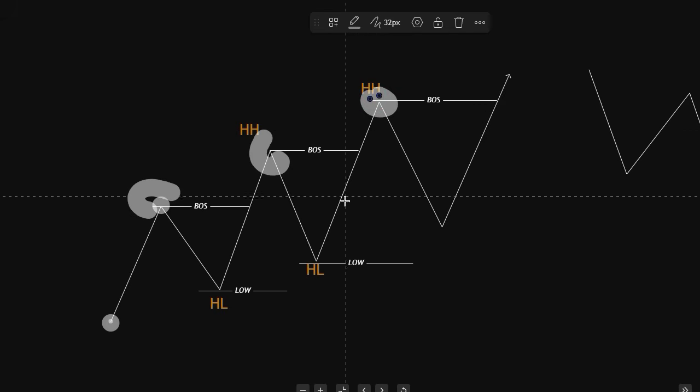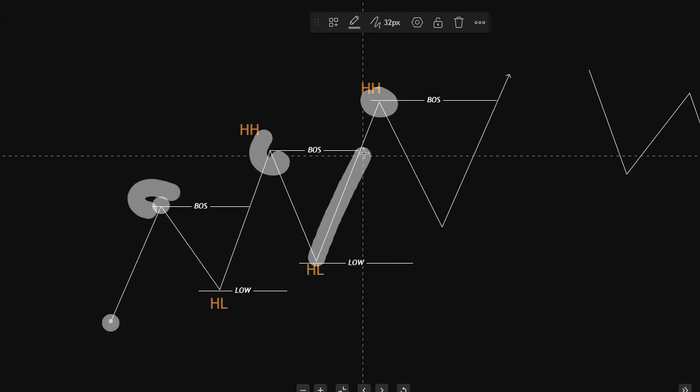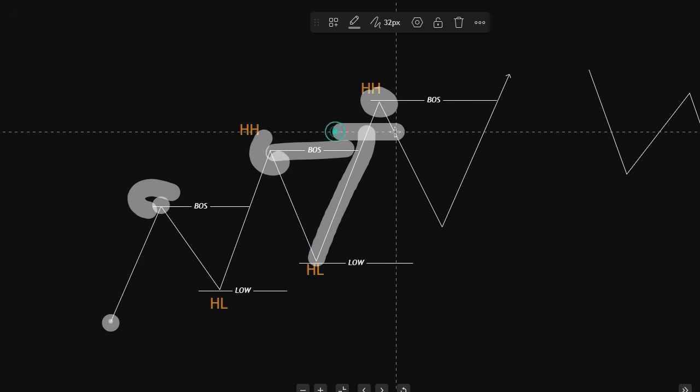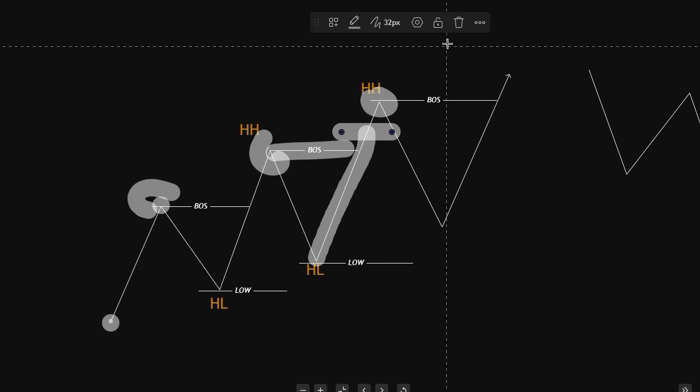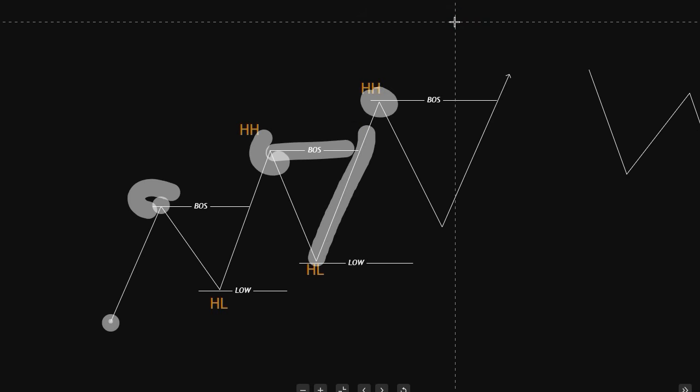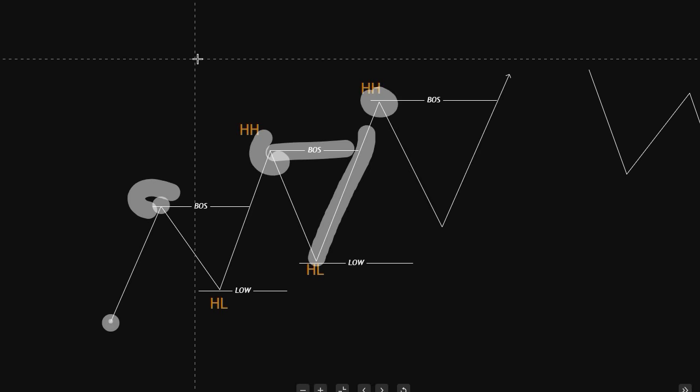And the most important thing: when the candle is pushing out and going to the high, the candle needs to close above this high. Only then will it be considered a break of structure. If it just provides a wick, then it is not a break of structure.